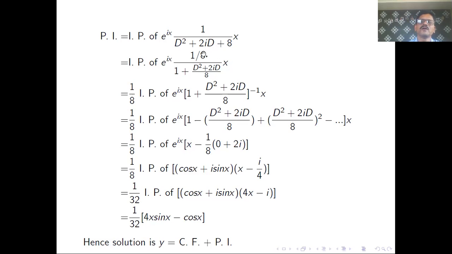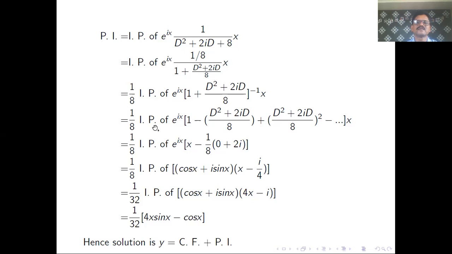If we divide numerator and denominator by 8, the numerator takes the form 1 by 8. IP of e raised to ix as it is, 1 by 8, and the denominator, 8 divided by 8, you will get 1, plus these two terms divided by 8, operate x on it. Then this 1 by 8 from the numerator I will take outside, because it is constant, into IP of e raised to ix as it is, and write this function as 1 plus function of D raised to minus 1, operate x on it.